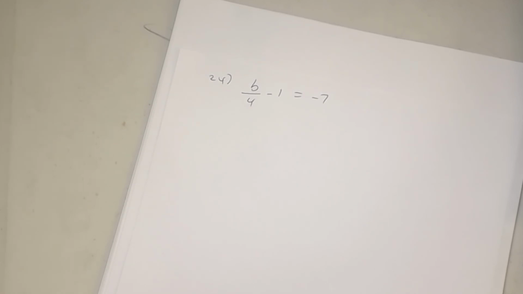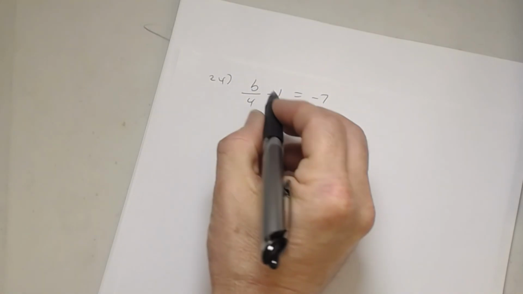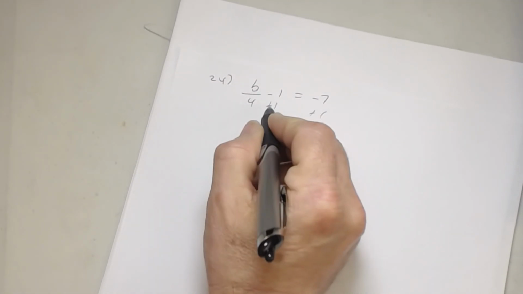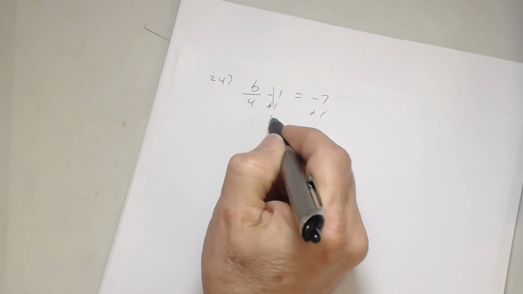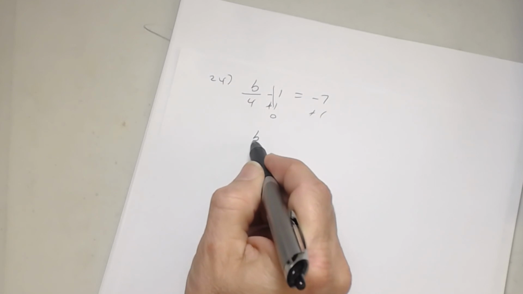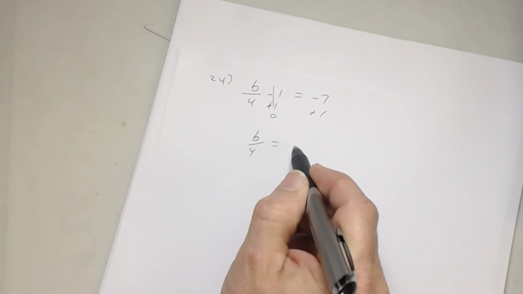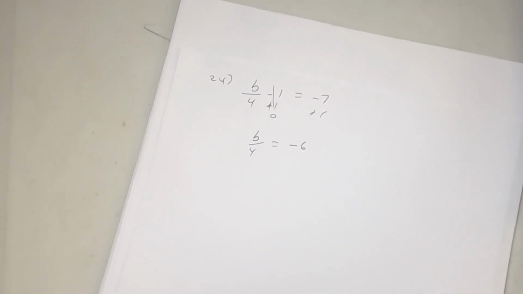All right, b divided by 4 minus 1 equals -7. What's the first step? Get rid of the subtract 1. So you want to get the variable term by itself. So you're going to add 1 to both sides. Then combine like terms. What's on the left? Equal? -6.